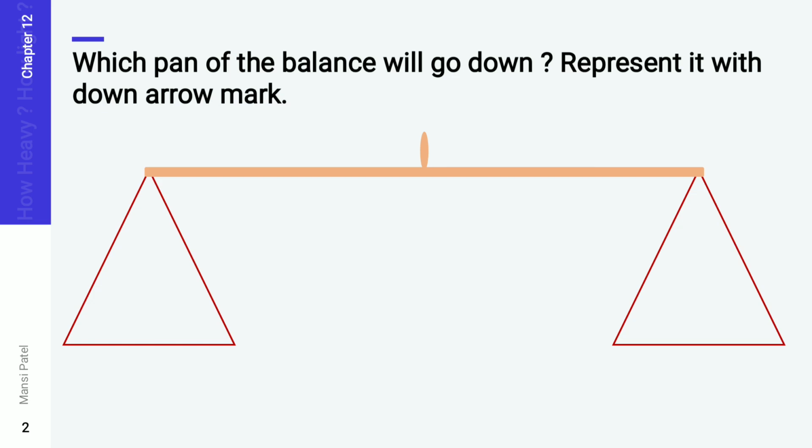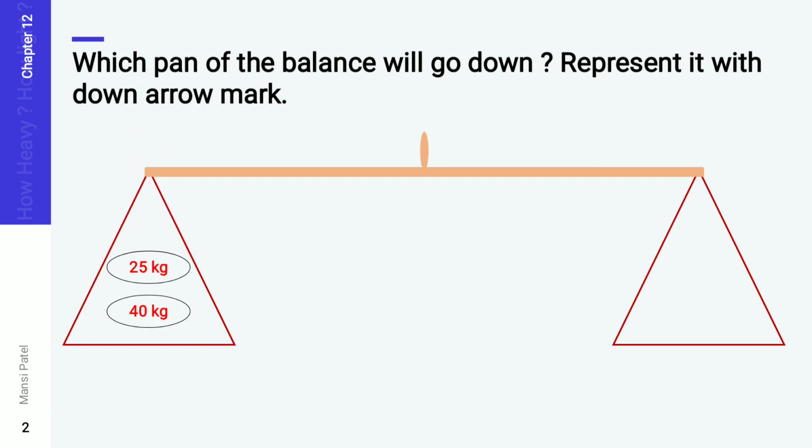And here you have to know which side of the balance goes down. Do you remember? Yes, the side which has the bigger measurement, that pan goes down. See here with one example.